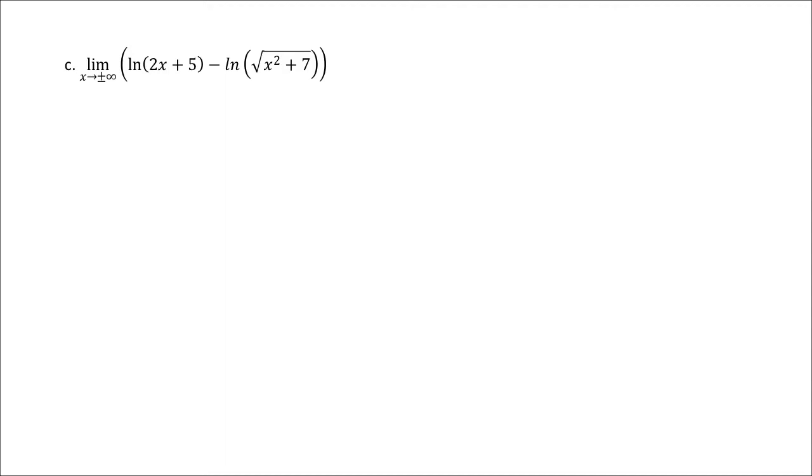The first thing that we're going to do is to use properties of logarithms to condense this difference into one single ratio. So using properties of logarithms, we're going to have that this is equal to the limit as x approaches positive or negative infinity of the natural logarithm of 2x plus 5 divided by the square root of x squared plus 7. So whenever you see natural logarithms and you recognize that you can condense a difference or a sum of logarithms, please know that you can do that. You can apply your properties of logarithms, the properties that you learned in pre-calculus last year. All of those properties are perfectly valid when working with limits as well.